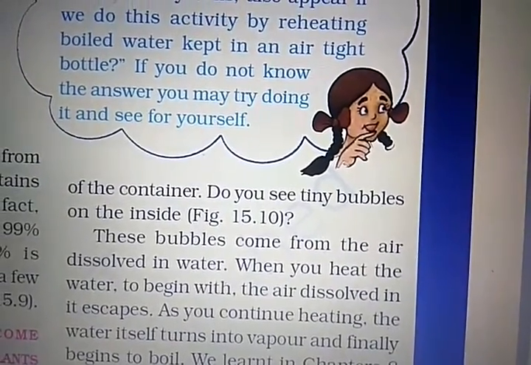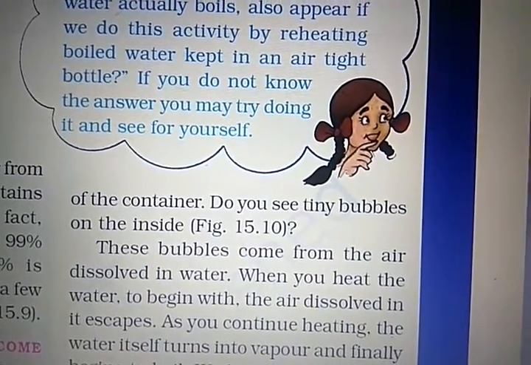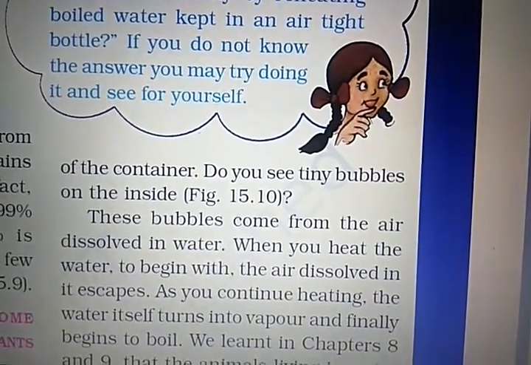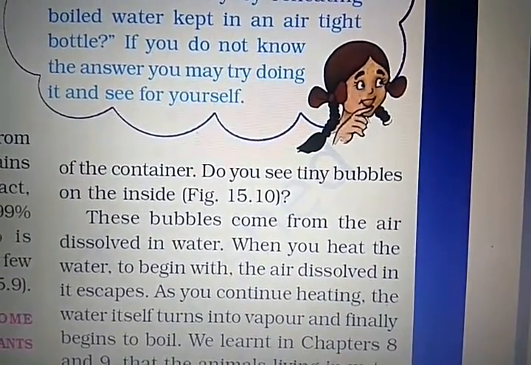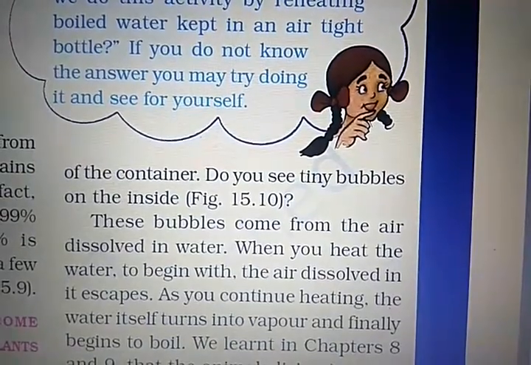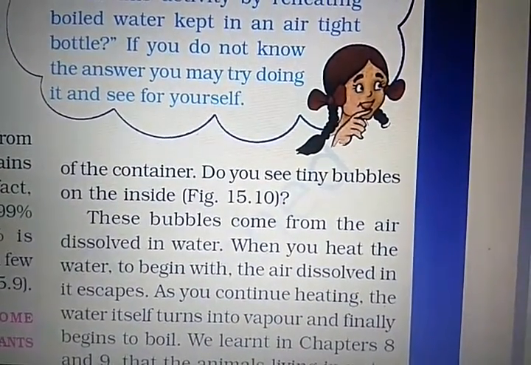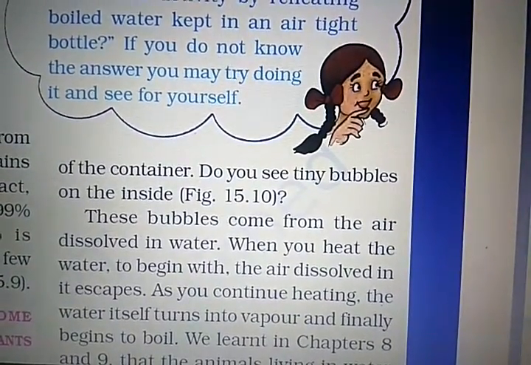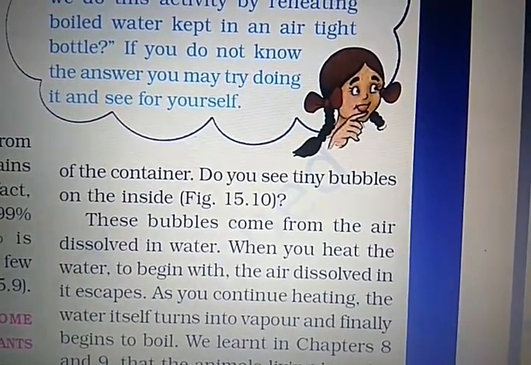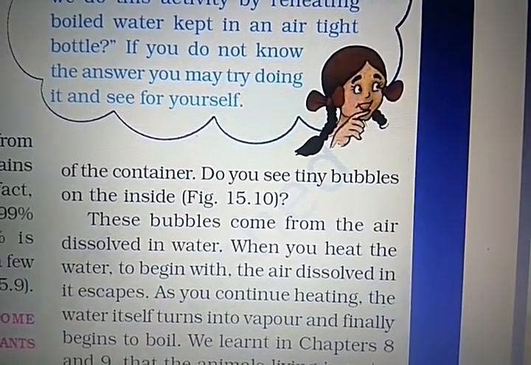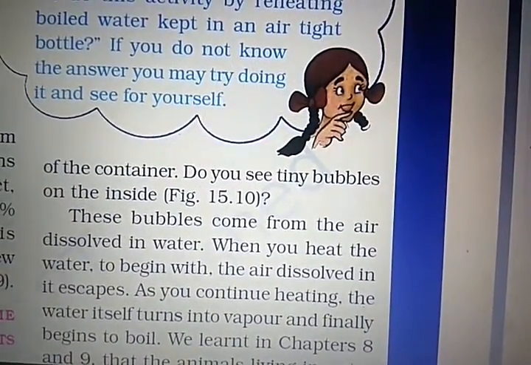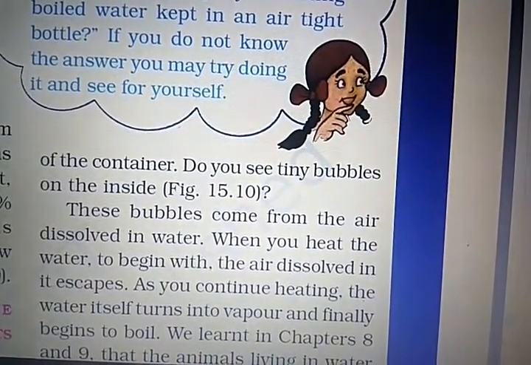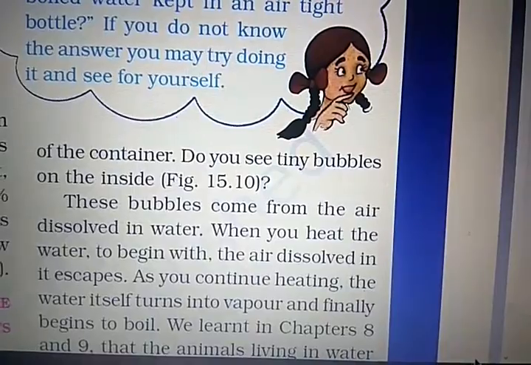So in that container we find some bubbles. Do you see these tiny bubbles on the inside? Yes. And these bubbles come from the air dissolved in water. When you heat the water to begin with, the air dissolved in it escapes and moves away. As you continue heating, the water itself turns into water vapor. Finally it begins to boil.